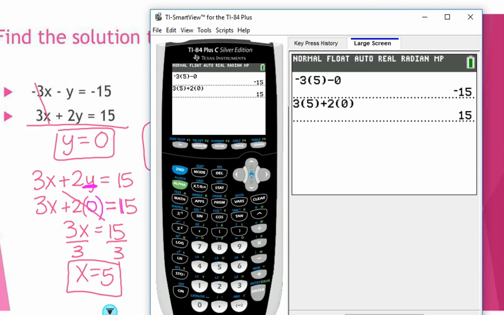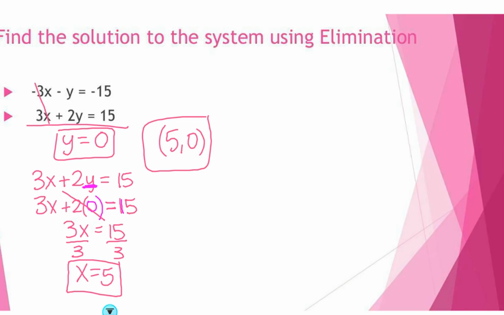Before I boxed my final answer, I went ahead and plugged those in. -3 times x minus y did equal -15, and 3 times x plus 2 times y equaled +15. Check yourself before you wreck yourself.